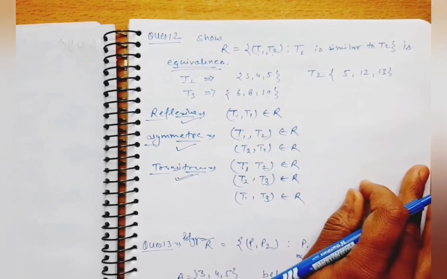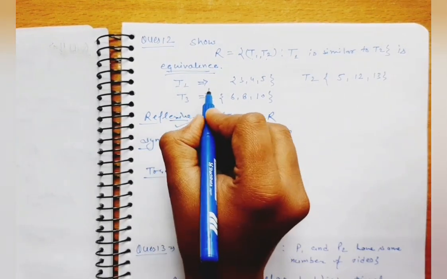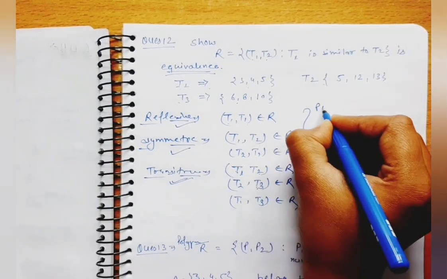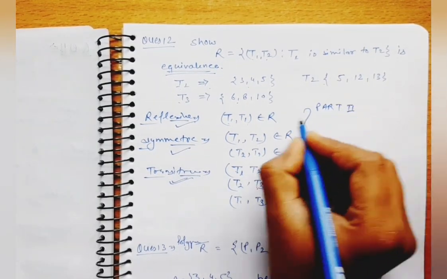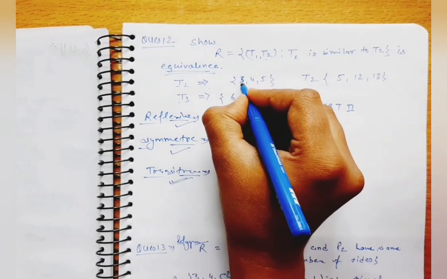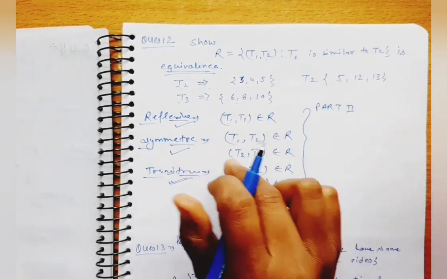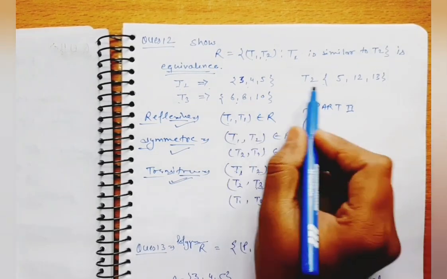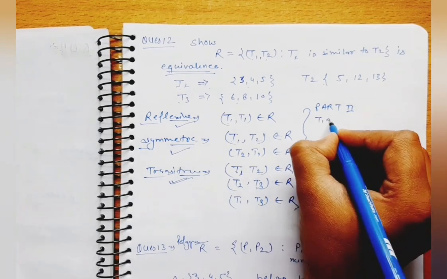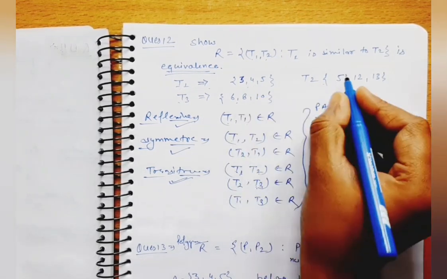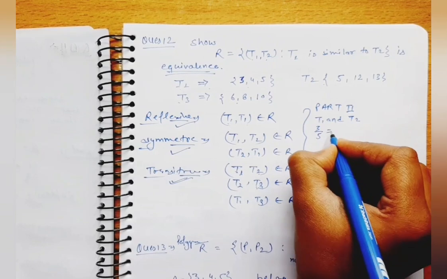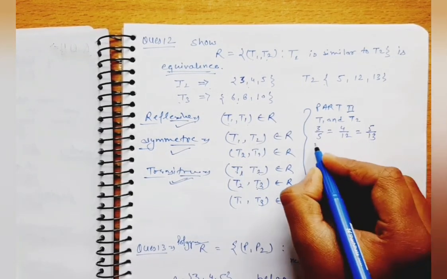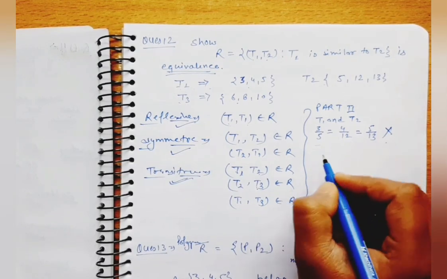Now the second part of this question: you have to show which of T1, T2 and T3 are similar to each other. If the triangles are similar, the ratio of their sides are equal. So firstly check T1 and T2. 3 upon 5, 4 upon 12, 5 upon 13. The ratios are not equal, so they are not similar.